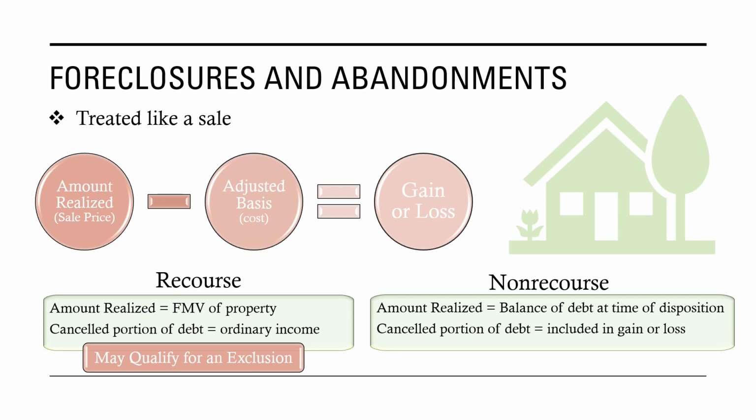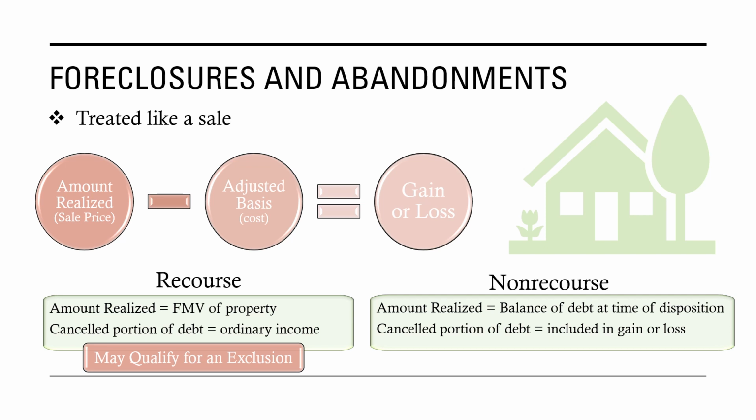To calculate a gain or loss, we take the sales price, we subtract the cost, and then we get our gain or loss. The reason we brought up that there are two kinds of debt, the recourse and the non-recourse, is because there are differences in how we treat recourse debt and non-recourse debt.